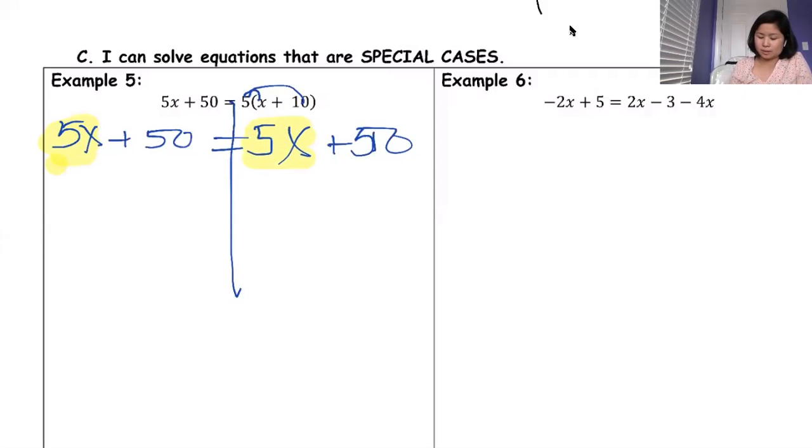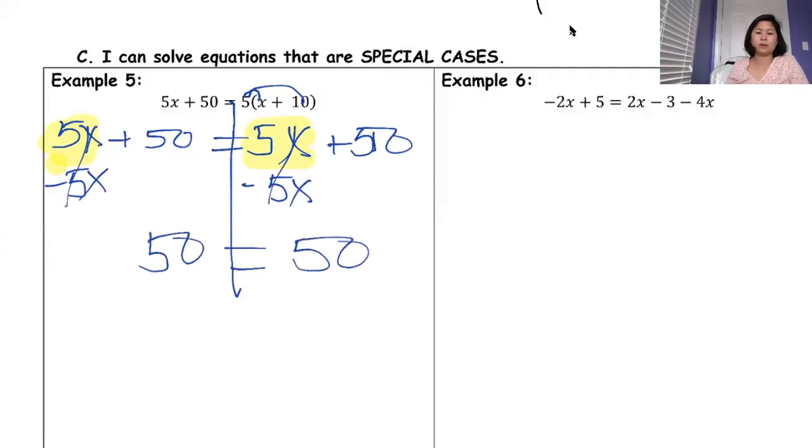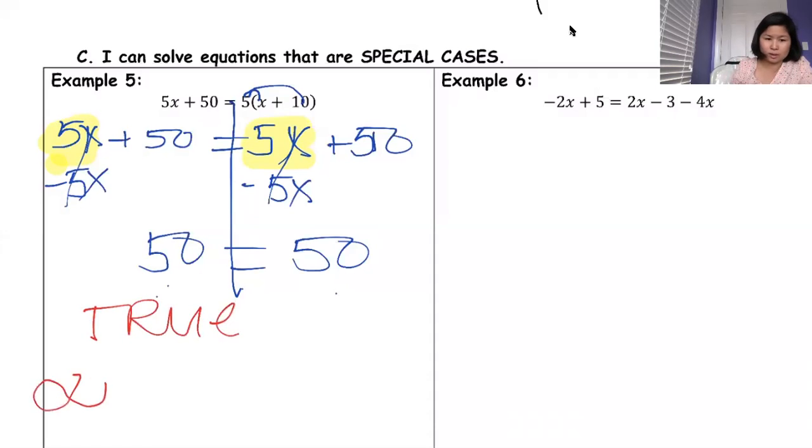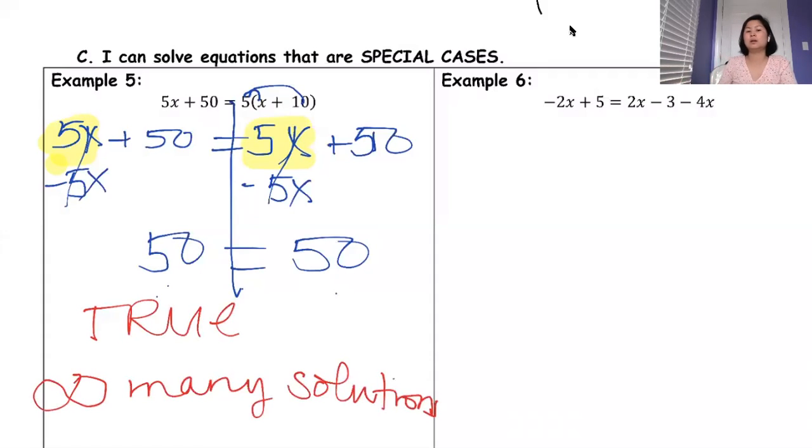Since one is on the opposite side, I will do the opposite operation. So I'm doing minus 5x, this cancels out, so I have 50 equal to 50. So it's possible that the variable is going to cancel out. When 50 is equal to 50, this is a true statement. 50 is the same as 50. If it's true, then we have infinitely many solutions. So that is one of the possible cases.